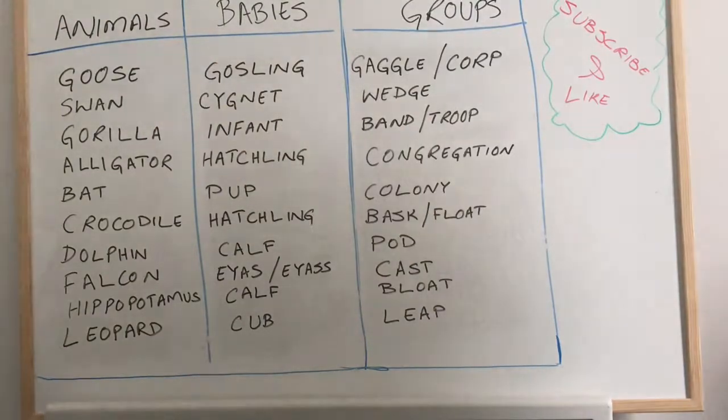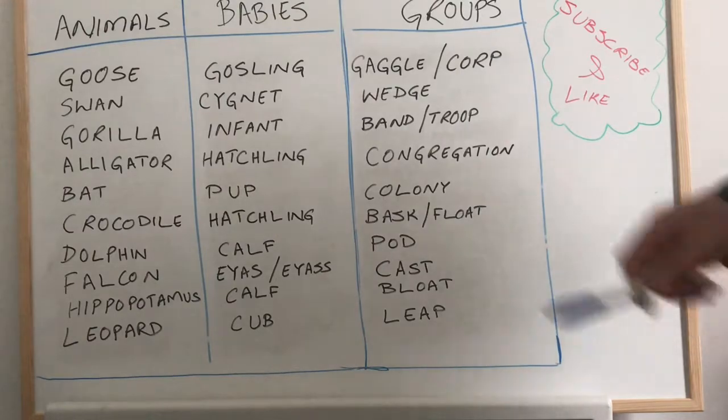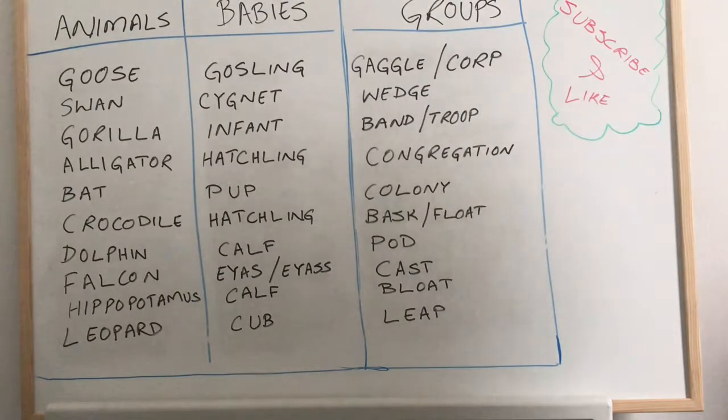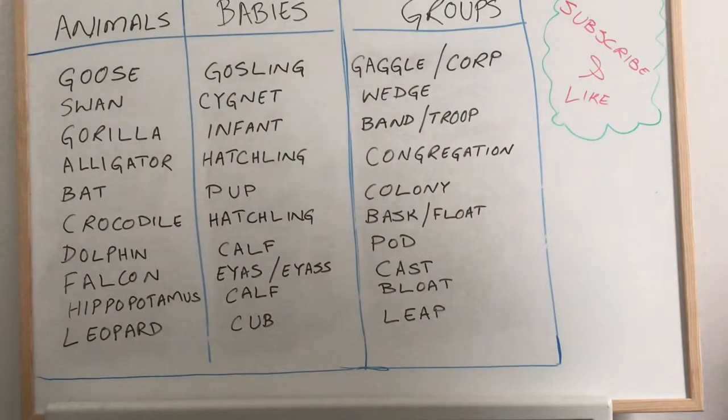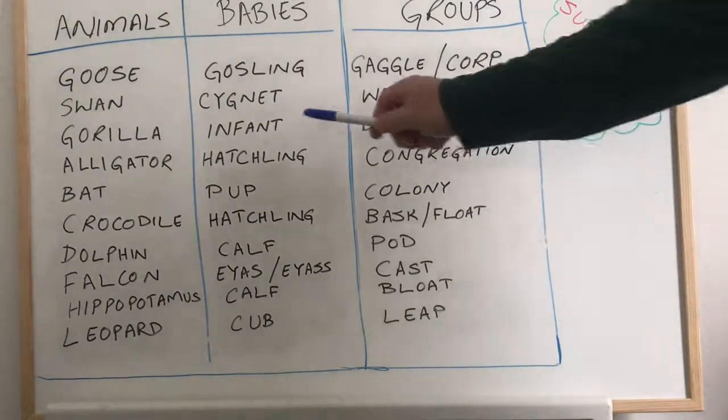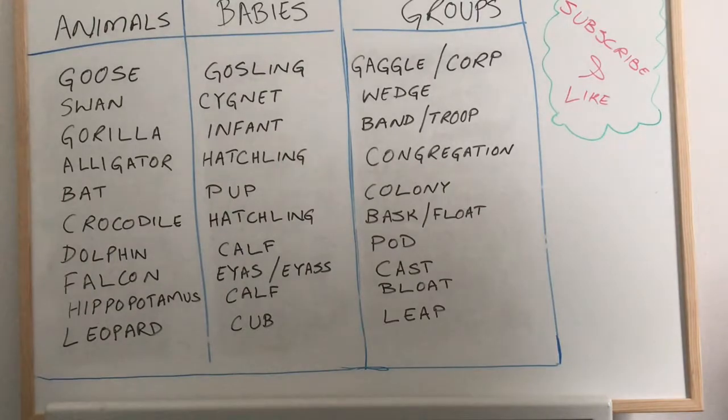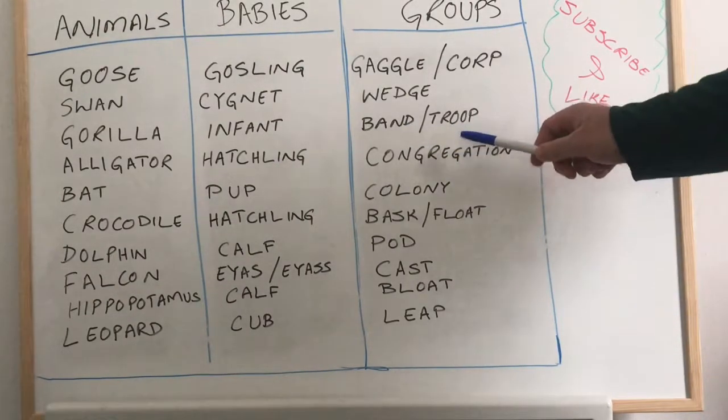Swan. A baby swan is called cygnet. And a group of swans is called wedge. Gorilla. A baby gorilla is called infant. And a group of gorillas is called band or troop.